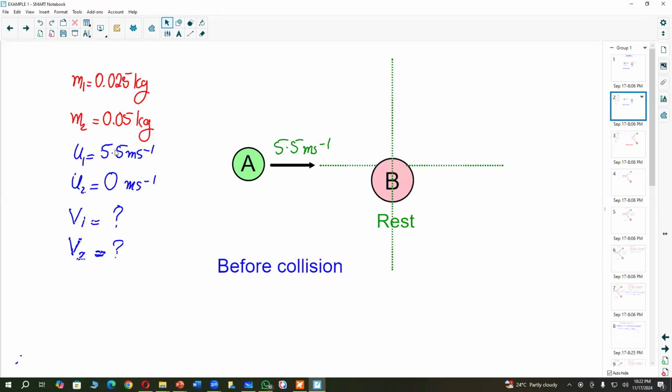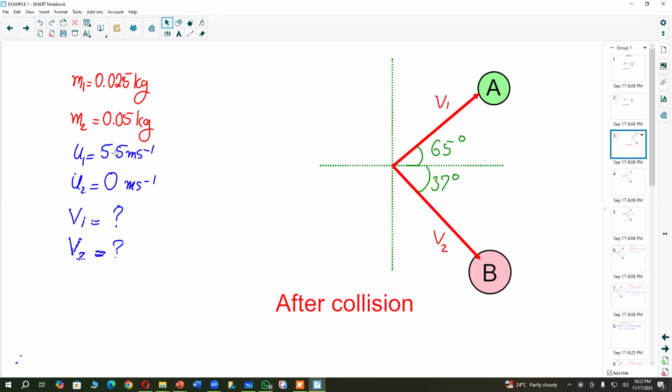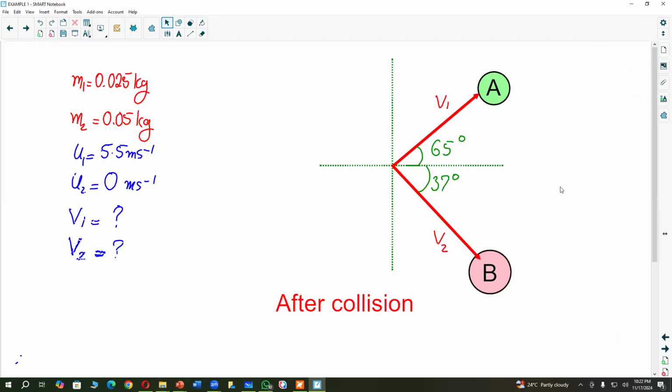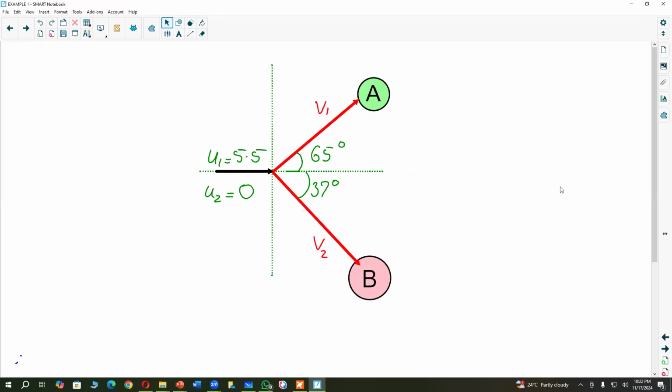0.050. Okay. Yes, sir. I have made the data. Good. Now they collide, and in these questions, the most important thing is situation before collision and situation after collision. After collision, this is the situation, so I will resolve it.